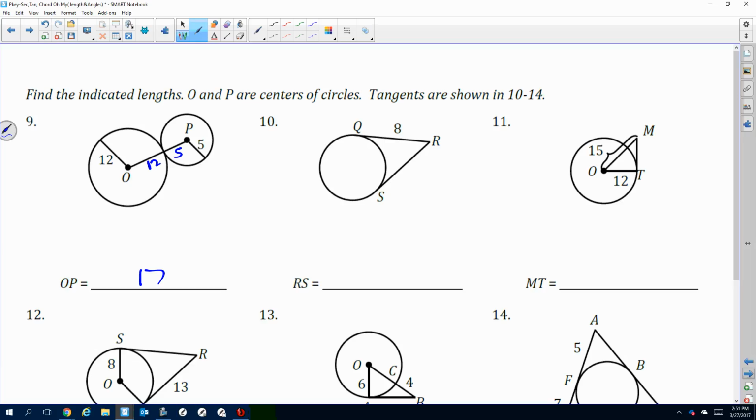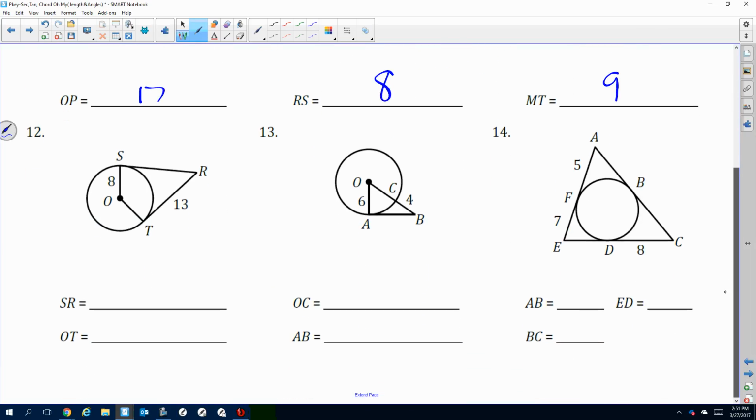Two tangents are congruent, or we can think of cone head. All right, S is 8. 11. What's the relationship? This is a tangent, so we could do Pythagorean theorem to find it. The answer is 9. All right. 12, SR would be, so OT would be, yeah, they're tangents in a radius.